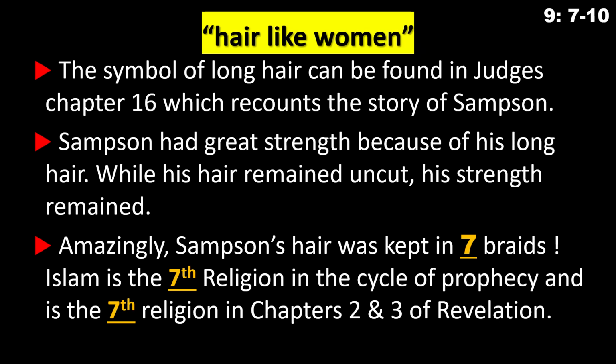The symbol of long hair can be found in Judges chapter 16, which recounts the story of Samson. Samson had great strength because of his long hair. While his hair remained uncut, his strength remained. Amazingly, Samson's hair was kept in 7 braids. Islam is the 7th religion in the cycle of prophecy and is the 7th religion in chapters 2 and 3 of the book of Revelation.